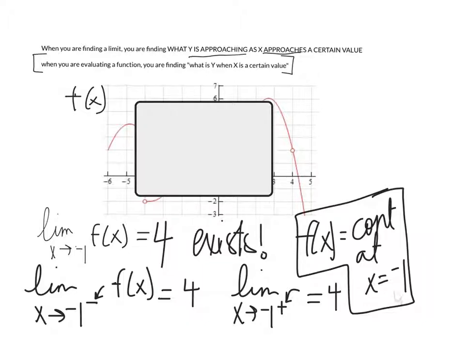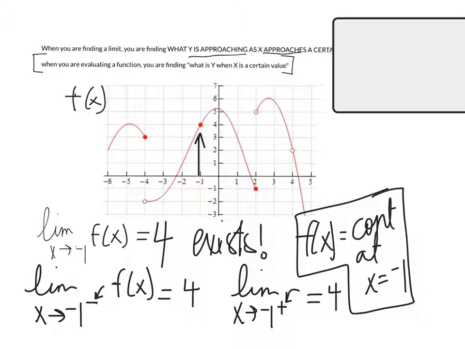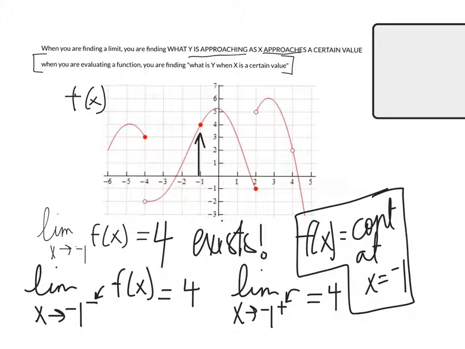Now we're only talking about at -1, because you could tell real quickly that this function is not continuous everywhere. There's a break right here, there's a break right here, and there's a hole right there. So this function is not continuous everywhere, but at x = -1, it is continuous.